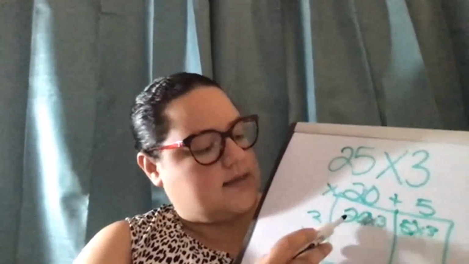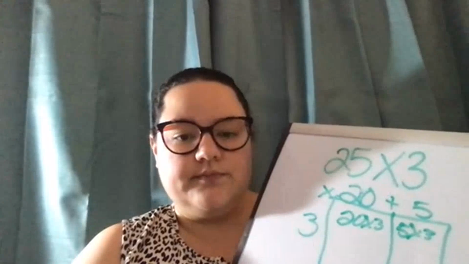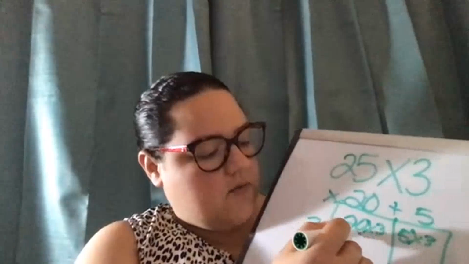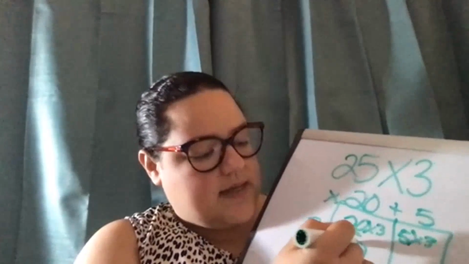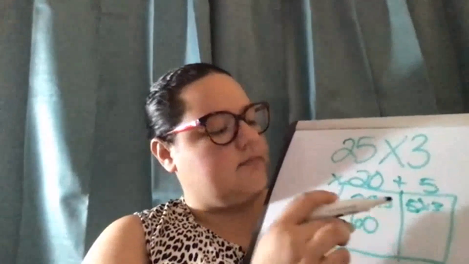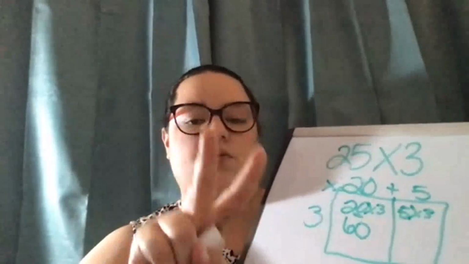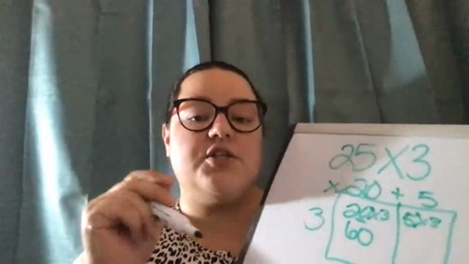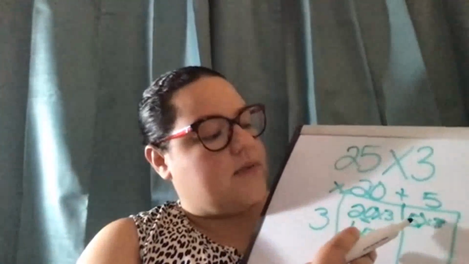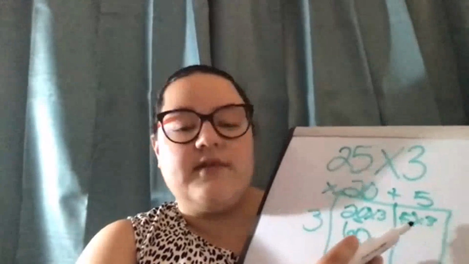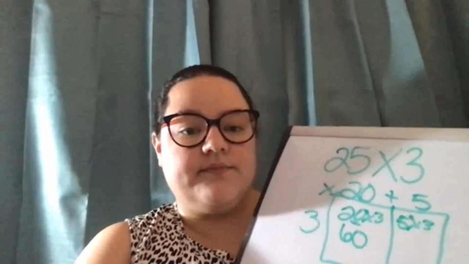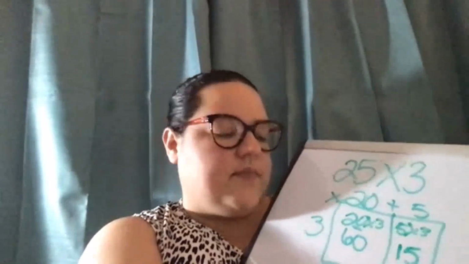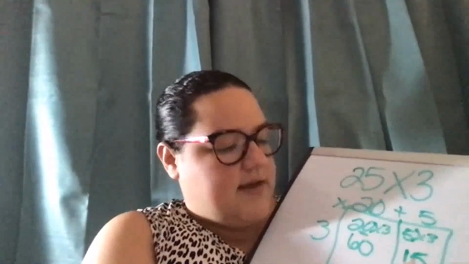What is 3 times 2? 3 times 2 is 6, and then we have the 0. So that makes it 60. That's the same as saying 20 plus 20 plus 20. It's 3 times. That's why multiplication is just repeated addition. Now we have 5 times 3. What is 5 times 3? 15. All right, friends, now we have our 60 and 15.